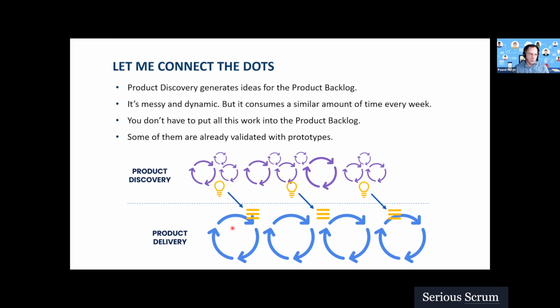Of course, if you want to place all the ideas in the product backlog, it might be okay. I won't stop you. But in my experience, I tried it once, and it was messy. About 75% of the backlog were experiments, and most of them were never selected. So it didn't work for me.